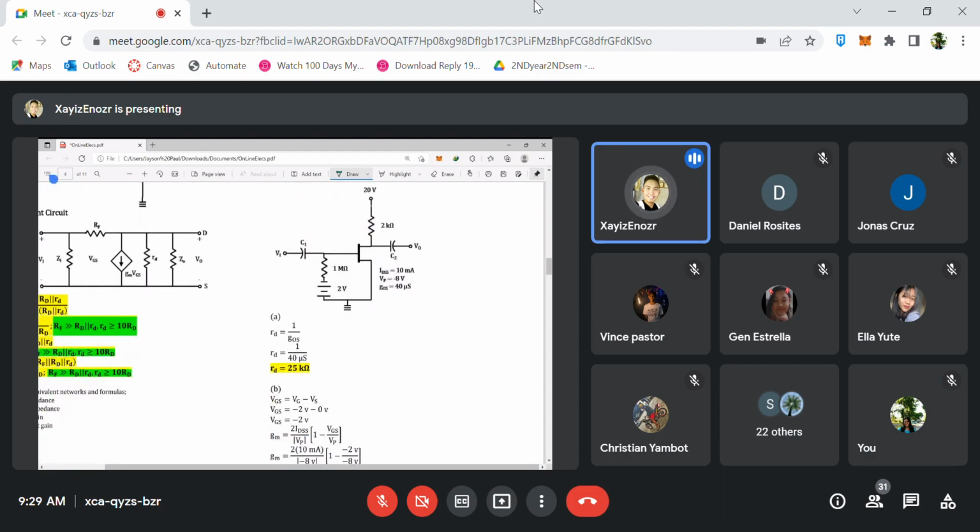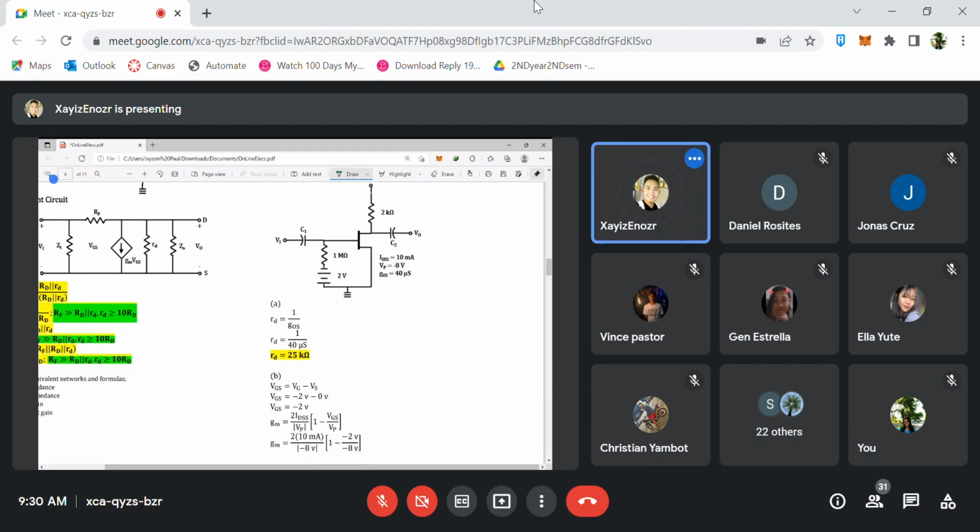So, ang source natin, DC source is 20 volts. Meron tayong RG na 1 mega ohms. Meron tayong supply dun sa ating gate, which is negative 2 volts. Okay, then given si IDSS 10 milliamperes, given si VP negative 8 volts, and yung gos is 40 microsiemens.